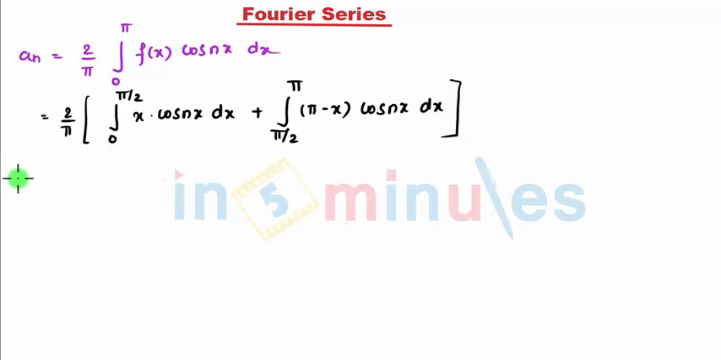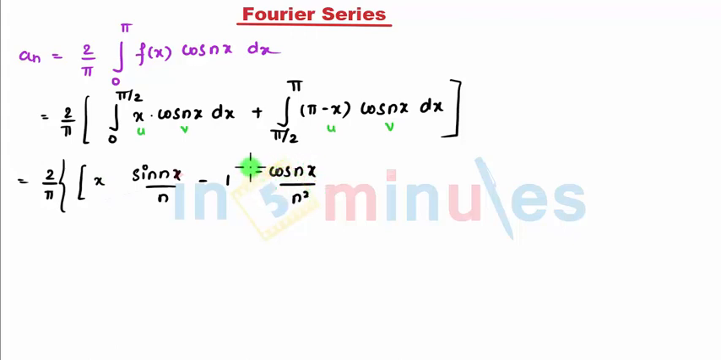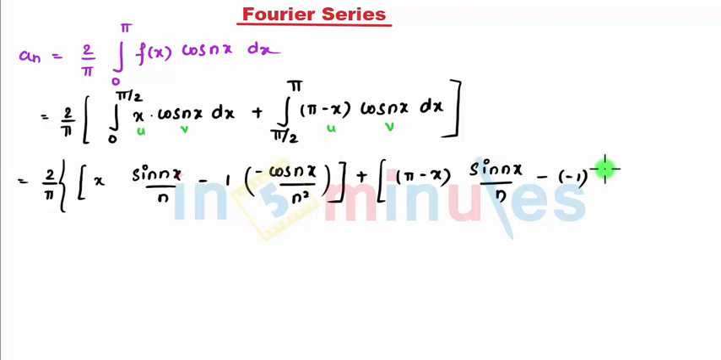Now let's integrate. So that comes 2 by pi, and then here u into v, as you know this is u and this is v, the same applies here. So I start with x. Integration of cos is sin nx divided by n, minus differentiation of x is 1, then again minus cos nx divided by n square. So that's my u into v of the first term. Then next, I write pi minus x, it's an x, then the integral of cos nx is sin nx divided by n, then minus, it is minus 1. Integration of sin is again minus cos nx divided by n square, where my lower limit is pi by 2, upper limit is pi.